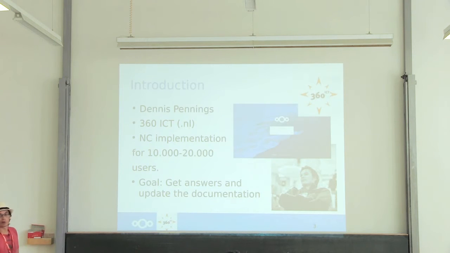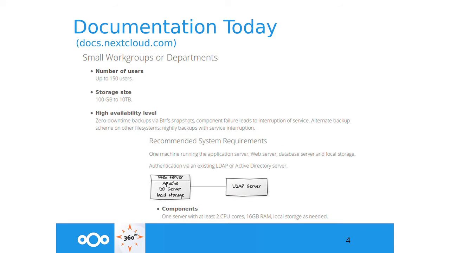As I said, my main goal is to get the answers to all the questions I have for this scalability design, because I'm no expert. I just have a lot of questions while we were figuring out how to build an implementation for 10,000 users. Also, if I get all the answers I want, I'll update the documentation with all the information I get. After we tried Nextcloud, we were really excited about the product, and we wrote a business case to deploy it to a lot of users.